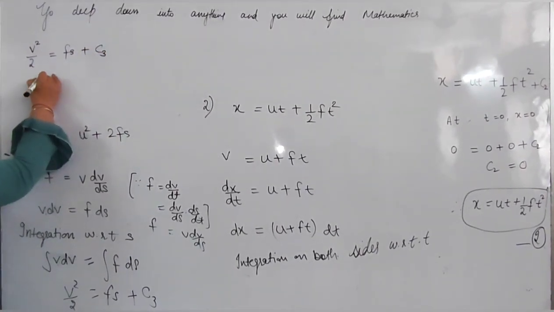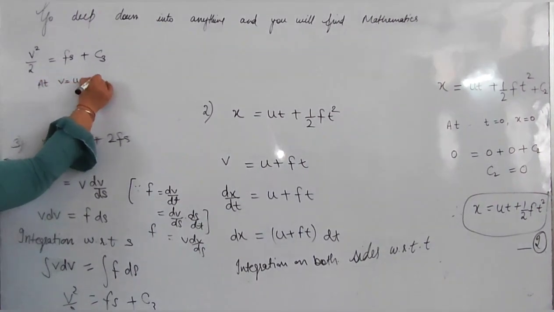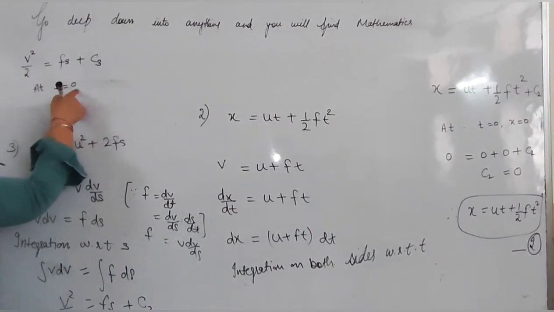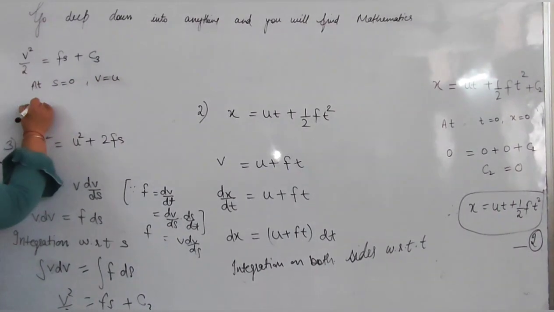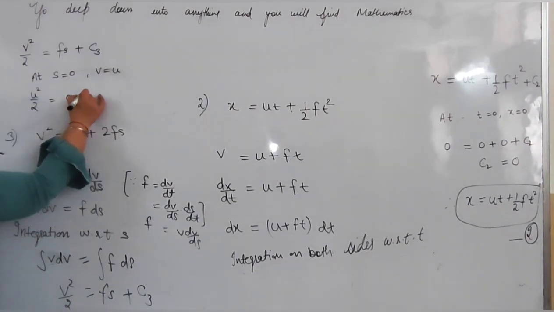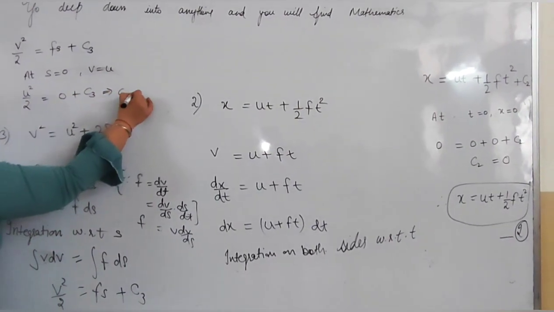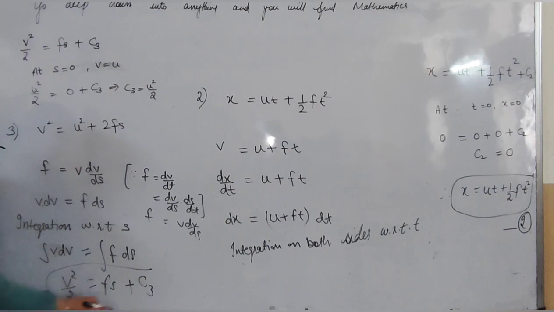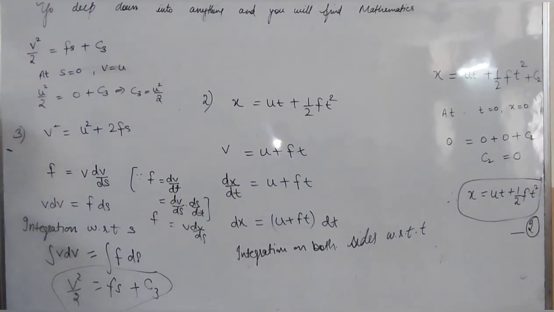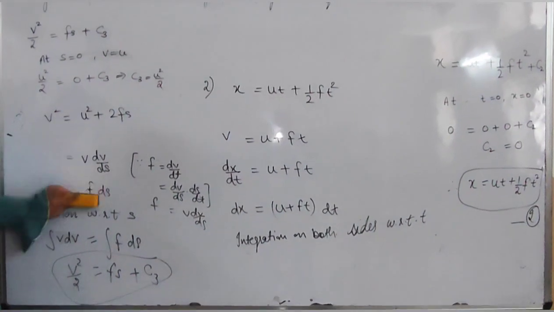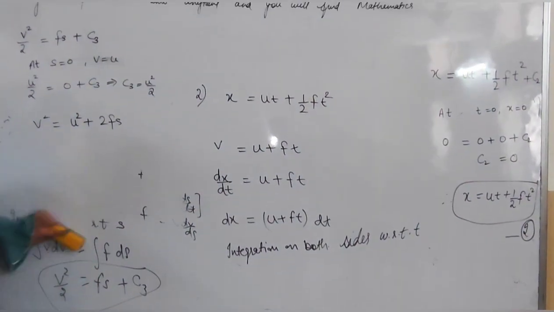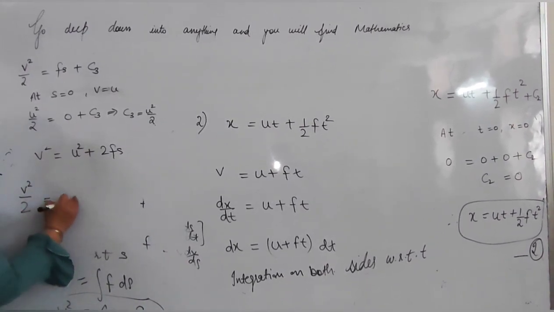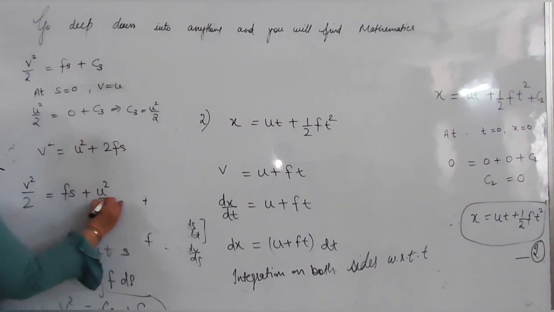Now at s is equal to 0, v is u, because of the initial velocity, so we will get u square upon 2 is equal to 0 plus c3. That implies c3 is equal to u square upon 2, which is needed in this equation. So we will put the value of c3 in this equation. So let us erase this one. So we get v square upon 2 is equal to fs plus u square upon 2.